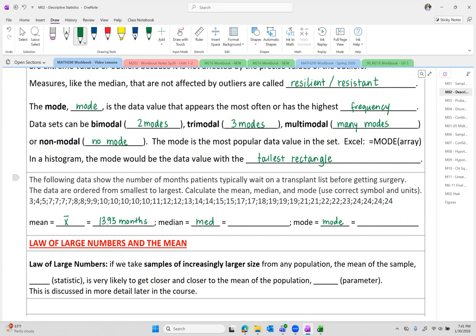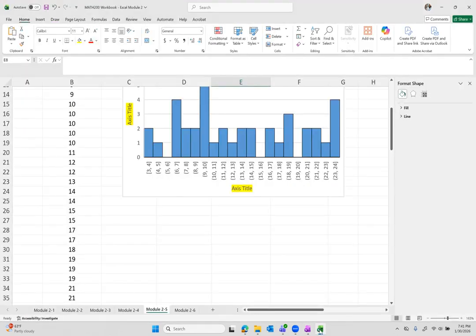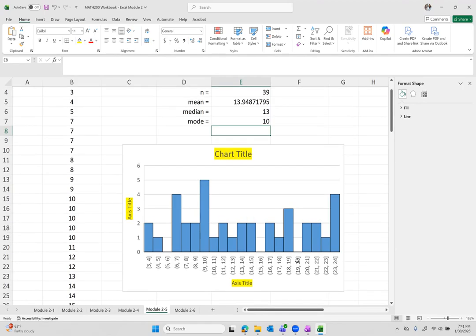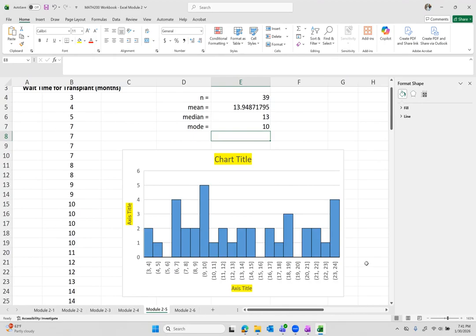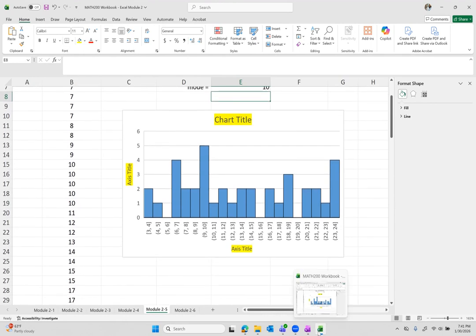This scenario is a story. So our variable actually has a description: months that people wait on a transplant list before they have surgery, and it has units. It's months. So the time that they wait is measured in months. The median was 13. So half of the patients waited 13 or less months, and half of the patients waited 13 or more months. And the mode was 10.